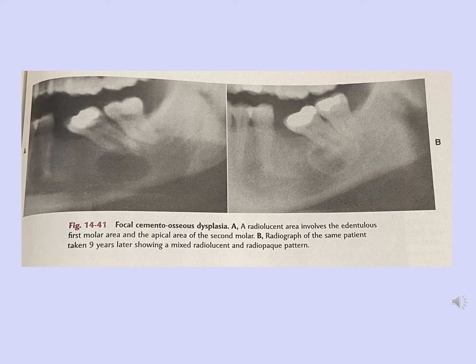So this is a radiograph, right? Clearly showing mandibular posterior teeth, which shows a radiolucency. Over the course of time, the same patient, after 9 years, shows radiopacity. So at this point, when this patient has come, if this tooth is vital and this radiolucency is present around, then most probably this is a focal cementoosseous lesion.